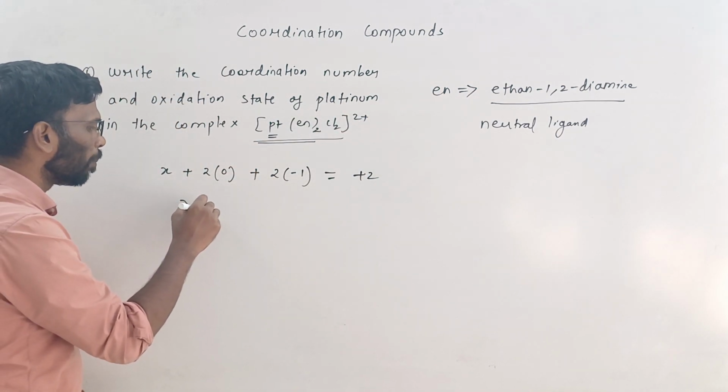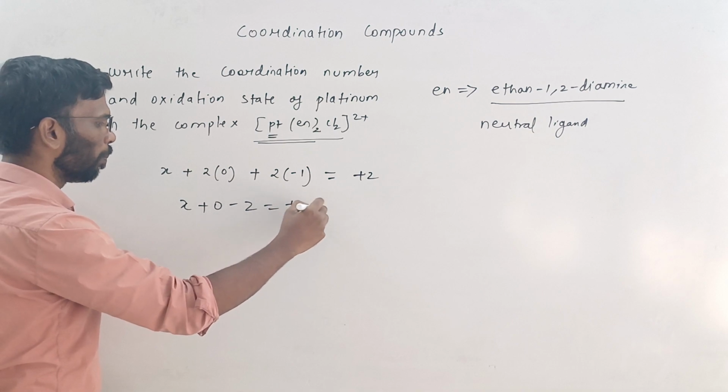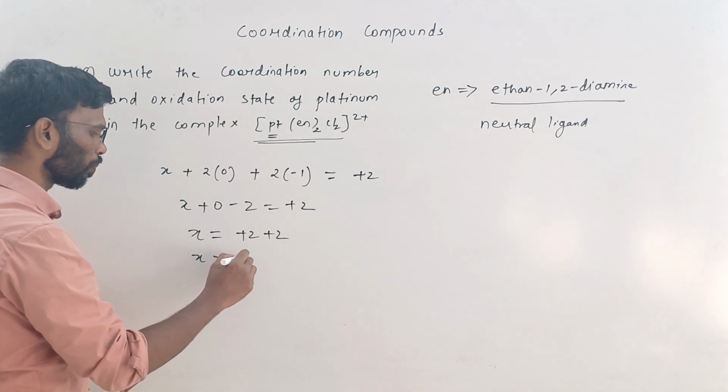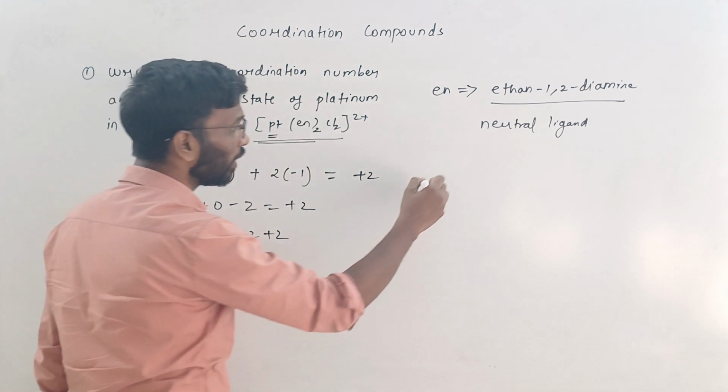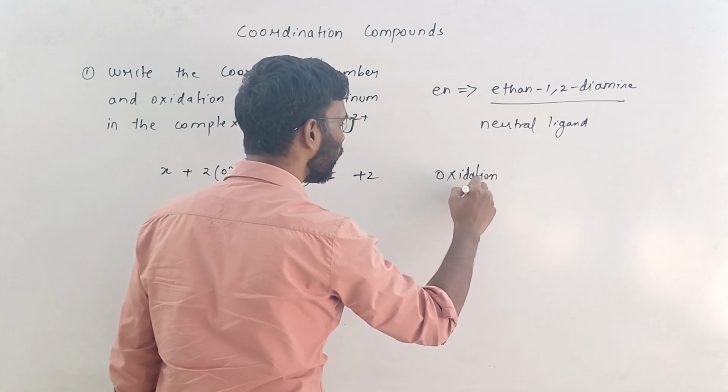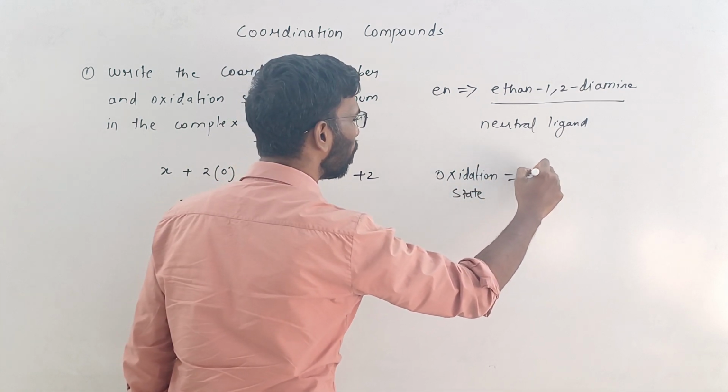So X plus 0 minus 2 equals plus 2. X is equal to +2 and +2, so X is equal to +4. So the oxidation state over here is equal to +4.